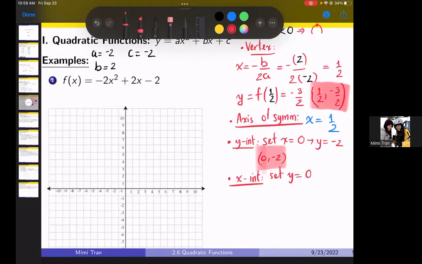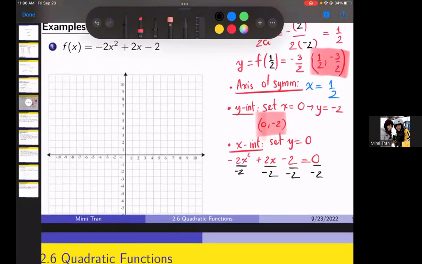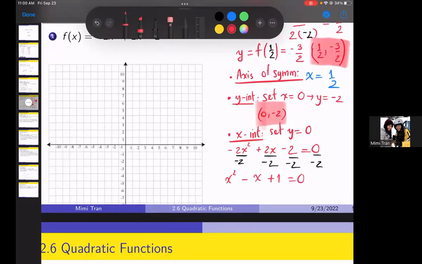Set y equals 0, that implies negative 2x squared plus 2x minus 2 equals 0. If I were you, I'd divide both sides by negative 2, so that I'm looking to see if I can factor this. I don't think we can, but let's see. x squared minus x plus 1 equals 0. So far, so good.